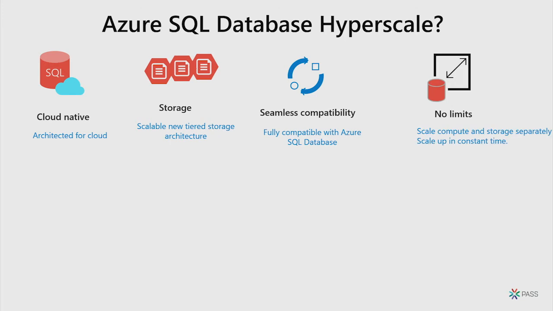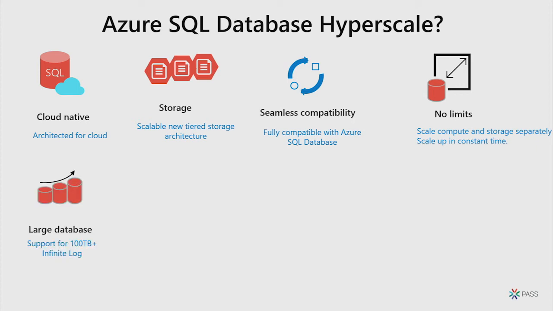Scaling up, storage and compute scale separately. So you can have a 2 core compute sitting on a 20 terabyte database. Storage is not tied to the tier of your compute. These are two separate layers.